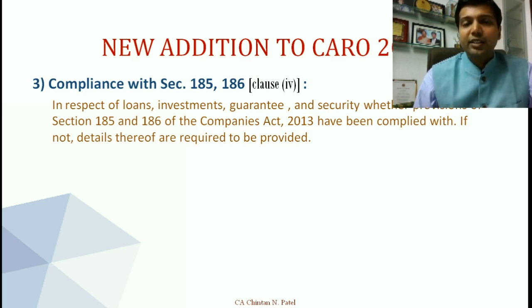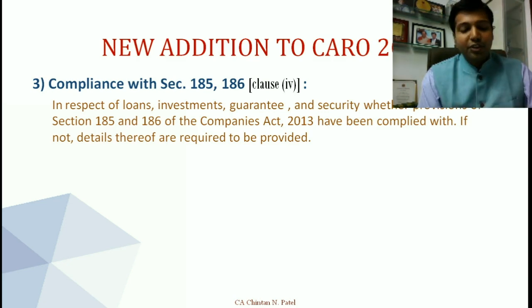Now let's look at section 185-186. Section 185 says that no loan is to be given to directors and interested parties. And section 186 talks about loans, guarantees and investments, and it also prescribes the limit beyond which, if it is exceeded, special approval is required.